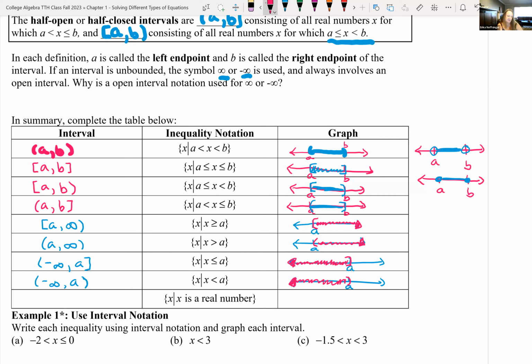In the last case scenario, it says x such that x is a real number. So we're looking at our whole real number system. And so you're looking at everything coming in from negative infinity. So parenthesis, negative infinity, comma, and going to infinity, and your parenthesis. So on the number line, we're shading in everything.